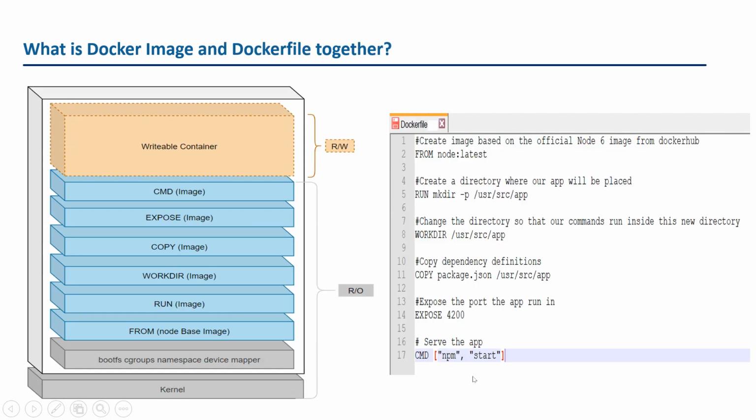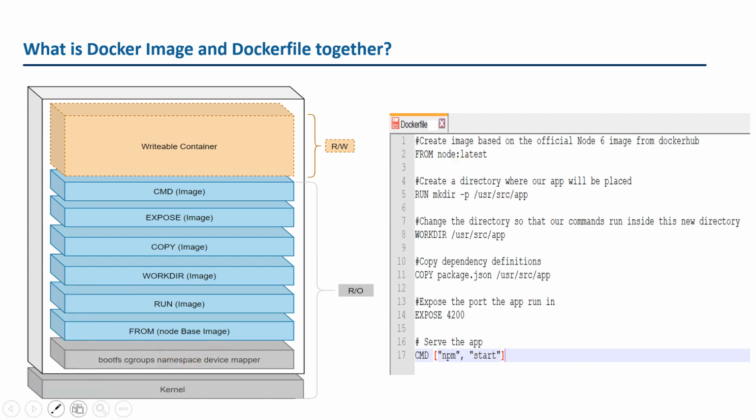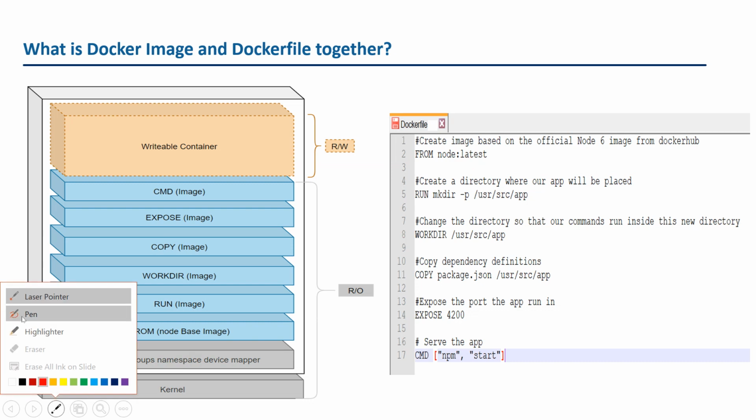Now let's see this in more detail while comparing. FROM is the base image, node. Let me navigate to it. I'll choose the pen.